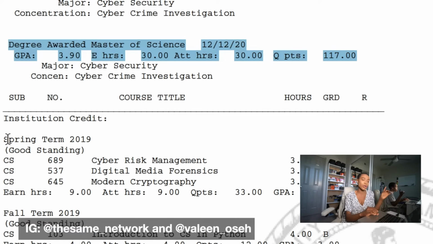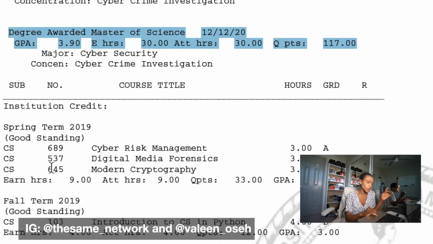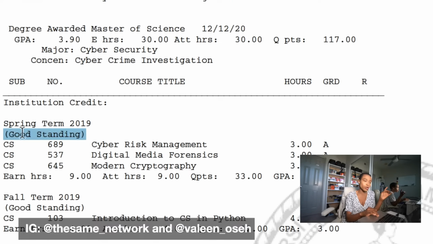For the spring term 2019, you can see that they tell you what your standing was. Is it good? Is it bad? I had a good standing, because if you don't have a good standing, you will not proceed to the next semester. You'll be on probation, and your admission might even be terminated and you'll be sent back to your home country. So I had a good standing. I took 3 courses in my spring semester.